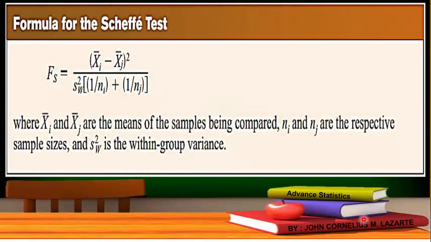In the Scheffé test, we use the formula: quantity x̄ sub i minus x̄ sub j, raised to 2, all over the within-group variance times quantity 1 over n sub i plus 1 over n sub j, where x̄ sub i and x̄ sub j are the means of the samples being compared, n sub i and n sub j are the respective sample sizes, and s squared sub w is the within-group variance.